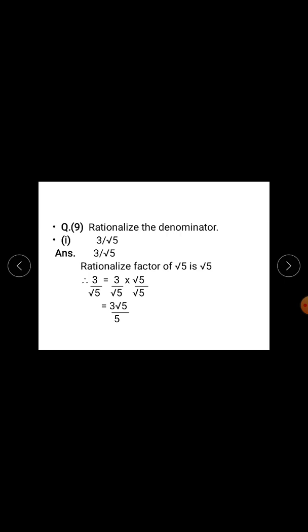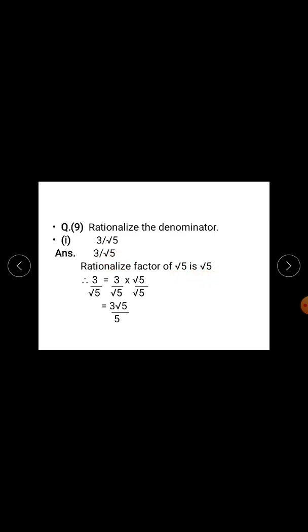Now question number 9. Rationalize the denominator. Rationalize the denominator means you have to change the denominator into a rational number. So first sub question is 3 upon root 5. Answer, 3 upon root 5. Rationalizing factor of root 5 is root 5.